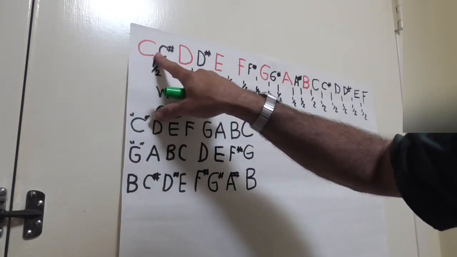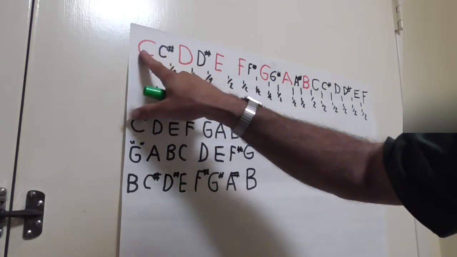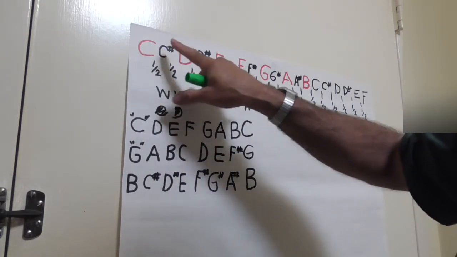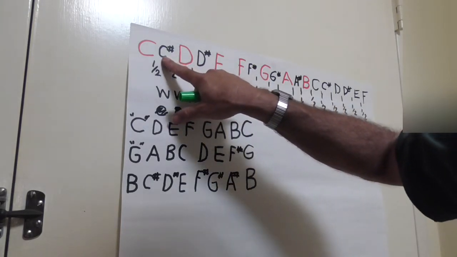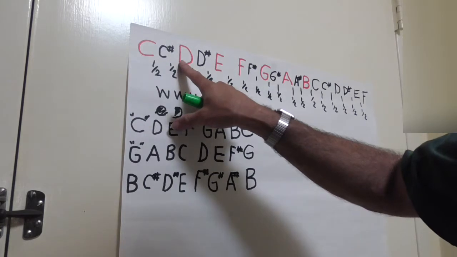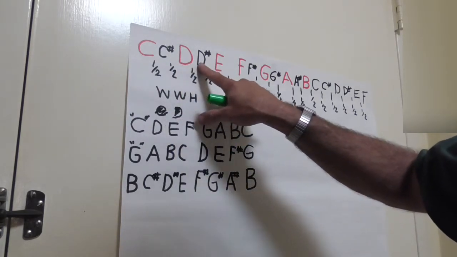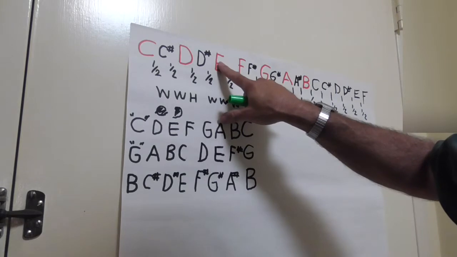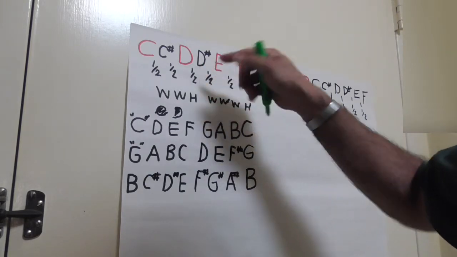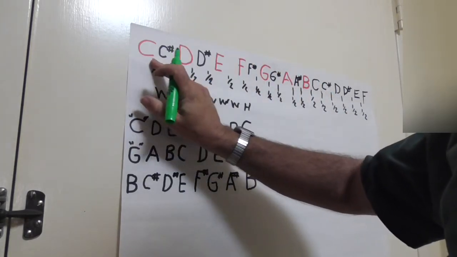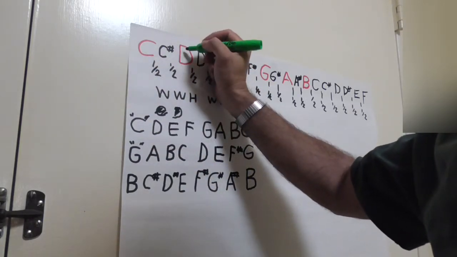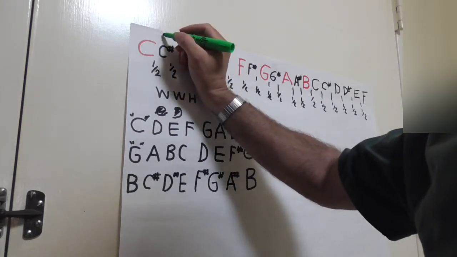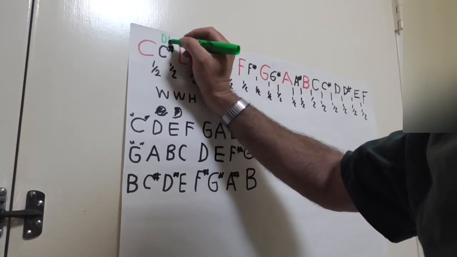C sharp is one half step above C. It is also one half step before D. Notice that? D sharp is one half step after D, but one half step before E. So C sharp going upwards is also known as, here we've got D and we're going backwards, D flat.